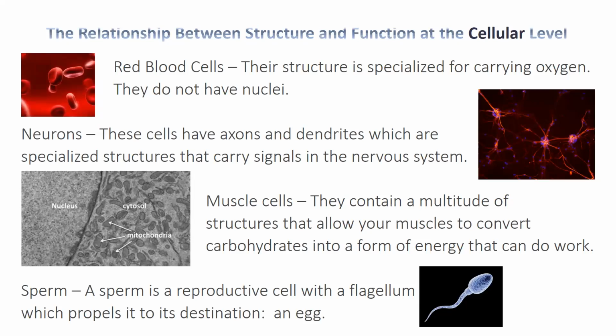A final example of a cell that is perfectly designed for the function it serves is the sperm. A sperm is a reproductive cell with a flagellum which propels it to its destination, an egg. Flagella are organelles also found in many unicellular organisms, as well as flagellated life cycle stages of organisms, including ciliates, sponges, and many plants.